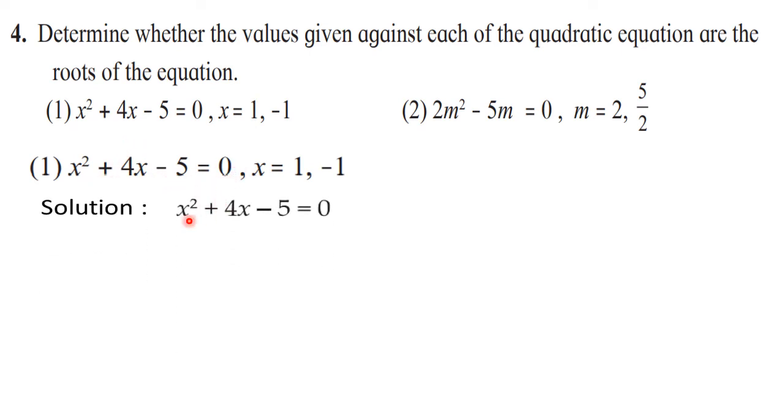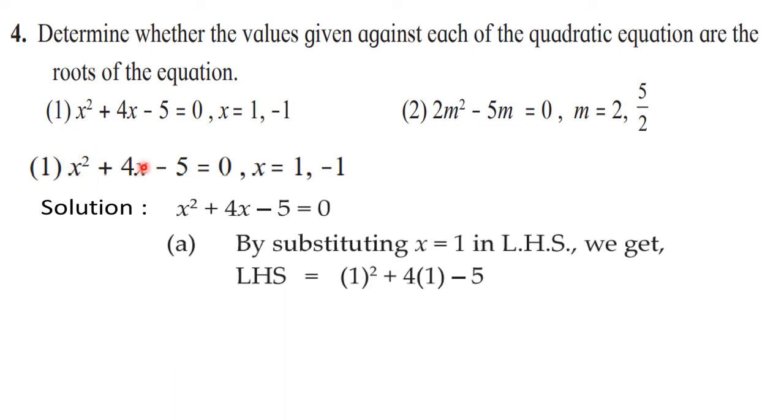Okay. So this is the given question. x square plus 4x minus 5 is equal to 0. And two values of x are provided. First is x is equal to 1 and second is x is equal to minus 1. And we have to check for both these values. So we are going to check one by one. Okay. So first of all, we will put x is equal to 1 in the left hand side of the equation. Okay. So that you need to write down, that by substituting x is equal to 1 in the left hand side. Okay. So this is the left hand side.